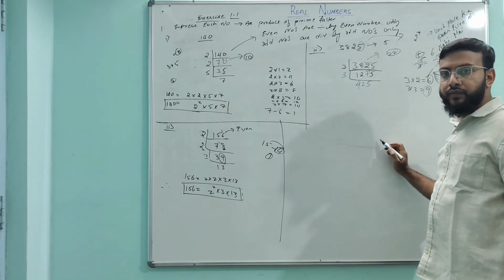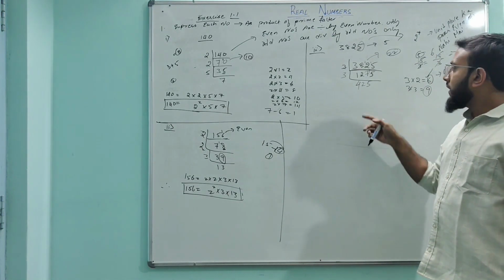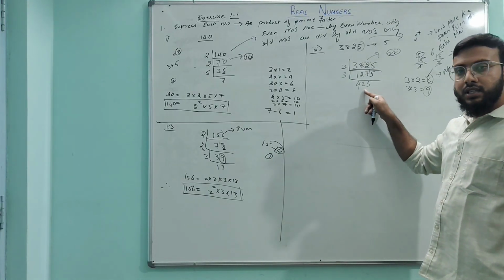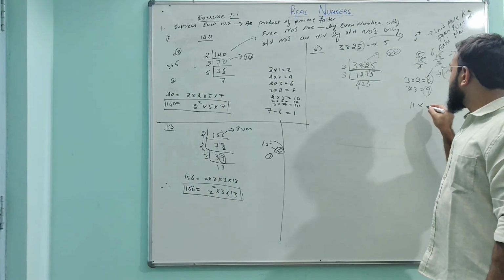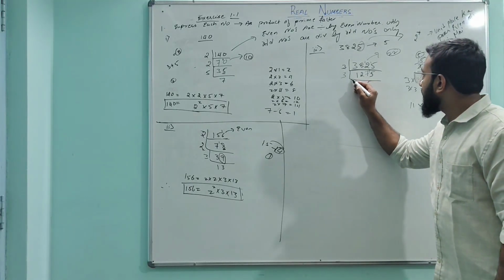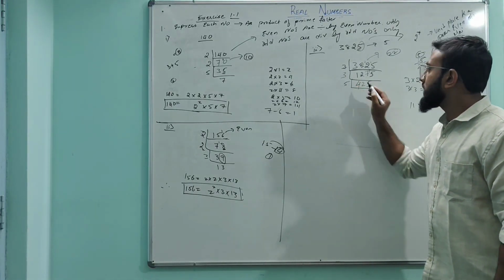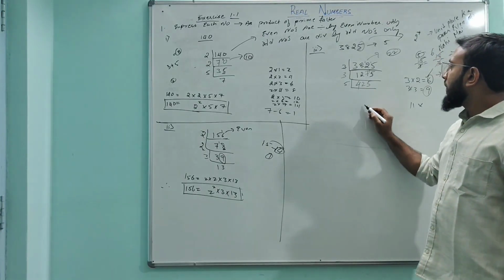3 fives are 15. Again, check if this number is divisible by 3: 4 plus 2, 6, 6 plus 5, 11. But 11 is not divisible by 3. So hence I can go ahead, after 3 is 5.